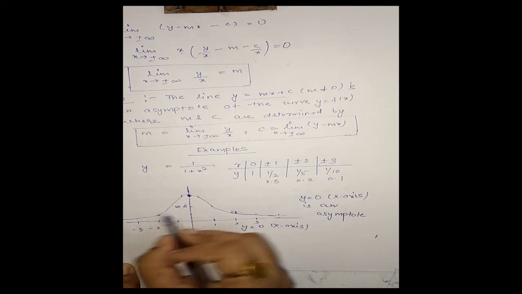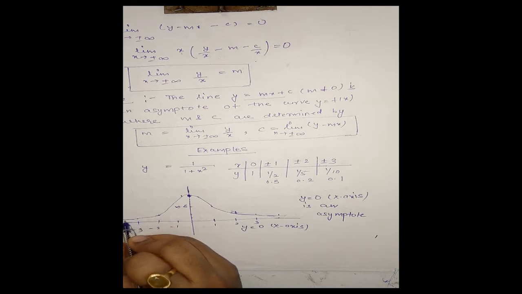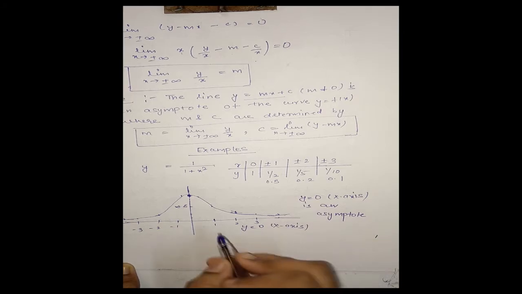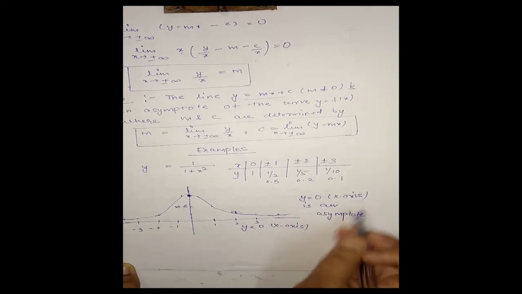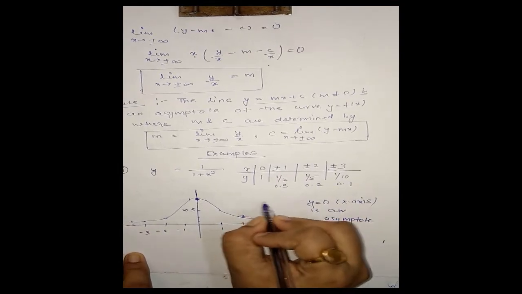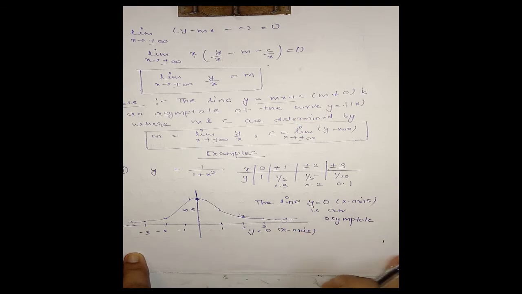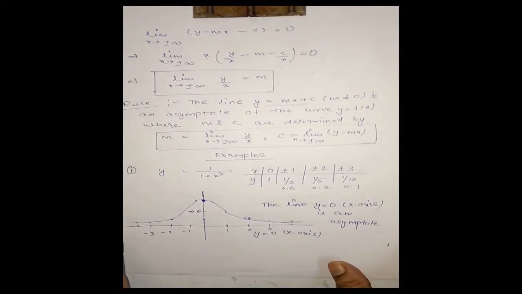From the graph, it is clear that as x tends to infinity, the perpendicular distance of any point on this curve to this line tends to 0. That means y is equal to 0 is an asymptote to this curve. The line y is equal to 0, or the x-axis, is the asymptote to this curve by definition.